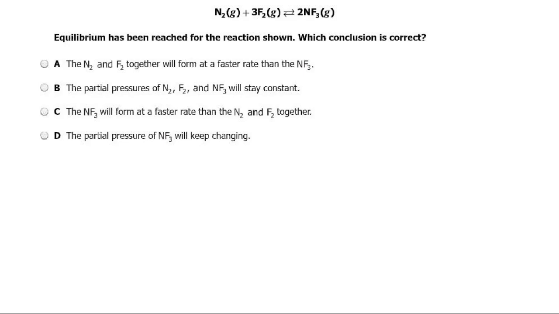One more example in this video before I make another one that continues on with where we were. Equilibrium has been reached for the reactions shown. Which conclusion is correct? You have a reaction that is nitrogen plus fluorine creates nitrogen trifluoride. And this is a gas phase reaction.